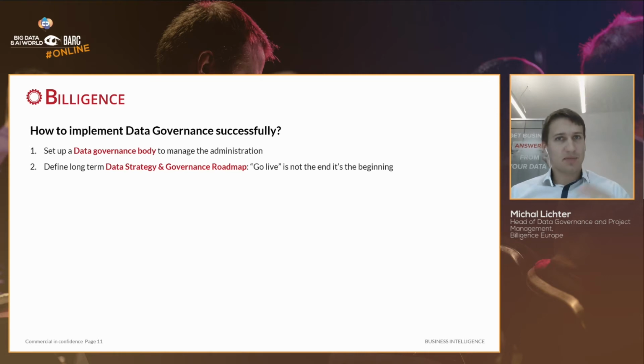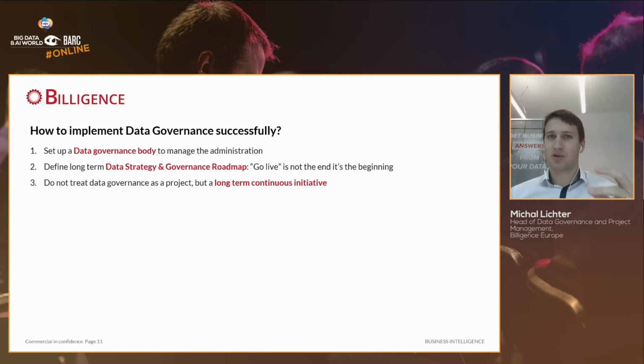Such a roadmap will help you stay on track, not forget where you're heading in the long term, and keep the big picture, which you may also need to show to the management to get the budget, etc. It will also remind you that you constantly need to improve and stay up to date with the users' needs. The third point is about not treating data governance as a project, but rather a continuous activity.